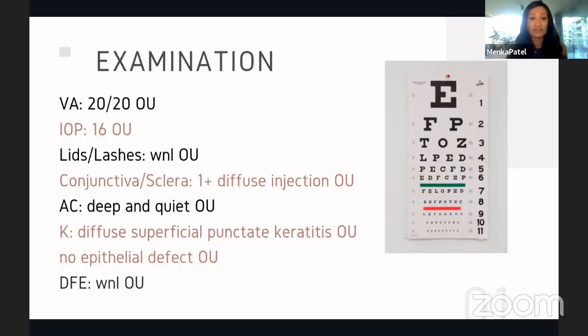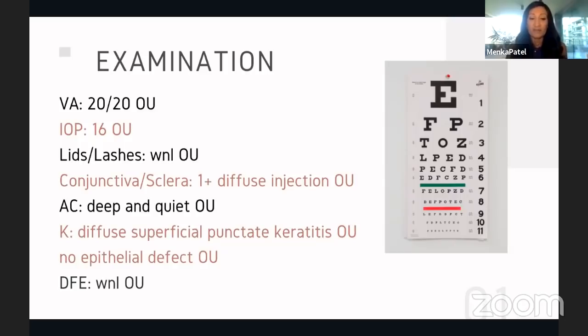Then we're looking at the lids and lashes, and there doesn't seem to be any abnormalities there. We look at the conjunctiva and sclera, and we notice that the eye is diffusely injected in both eyes, about 1+. The anterior chamber is deep and quiet. The cornea has evidence of diffuse superficial punctate keratitis in both eyes.